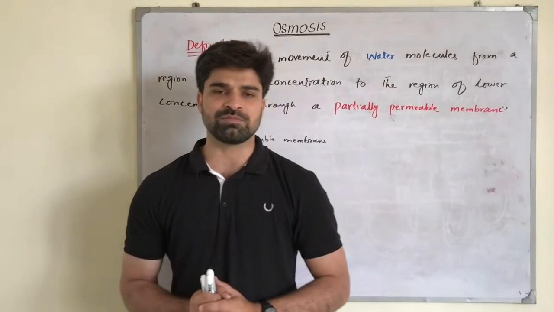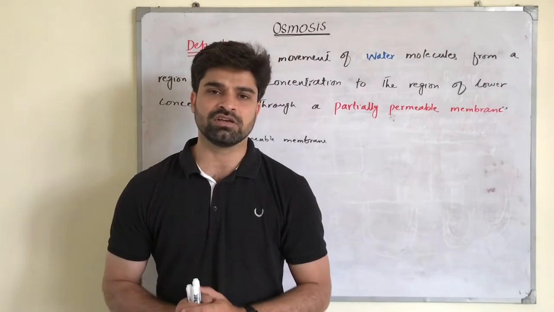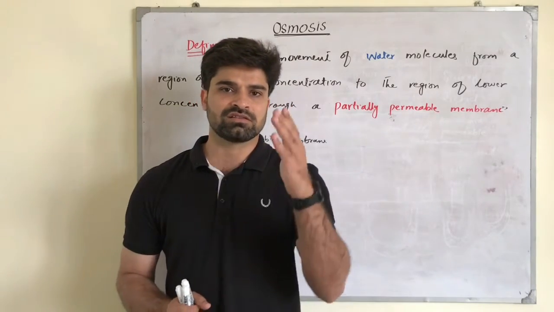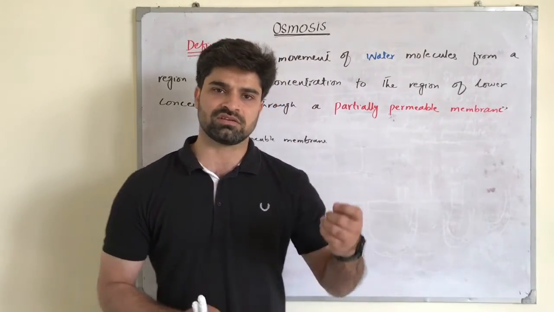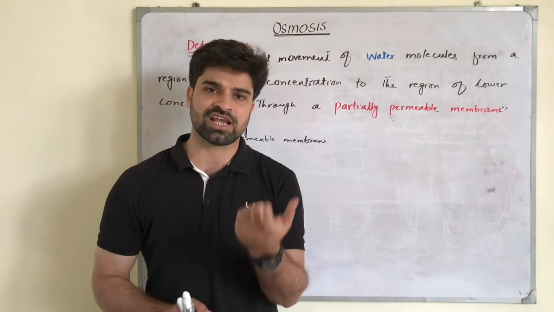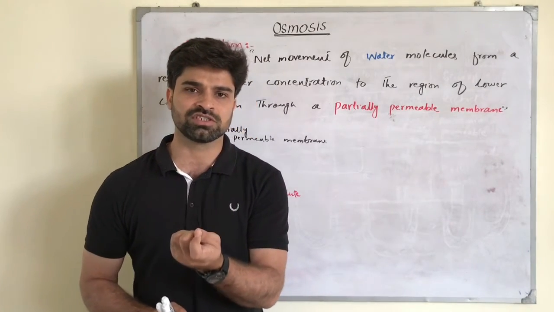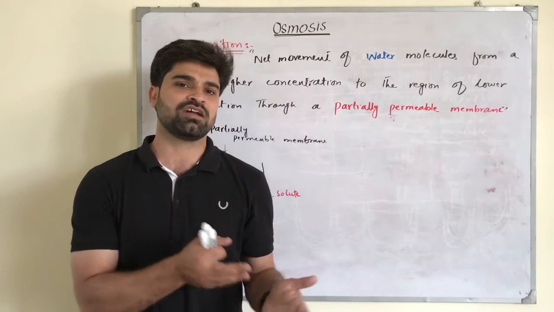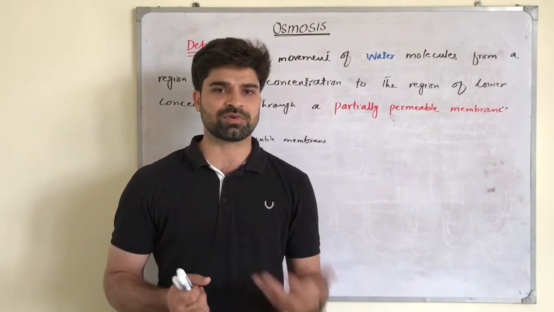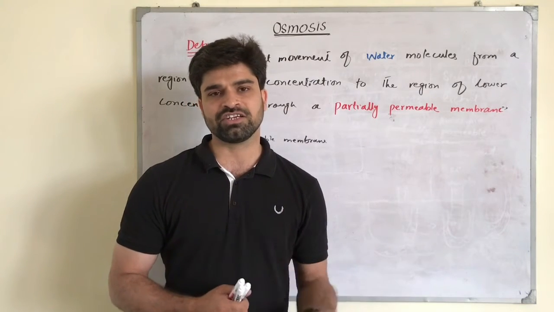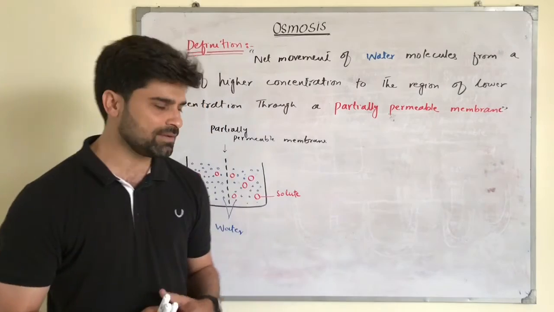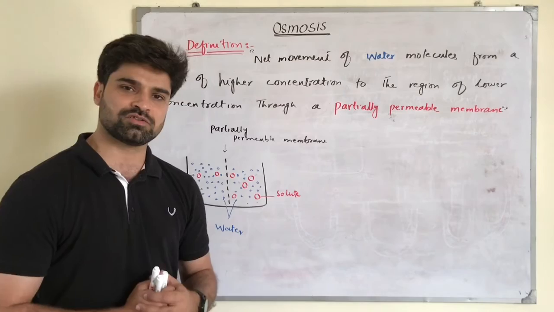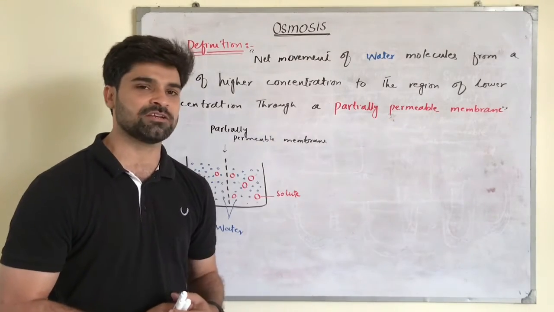Another example of a partially permeable membrane is Visking tubing, which is used in the dialysis machine, and that Visking tubing is a partially permeable membrane which has very tiny holes that allow only water molecules to pass through it, but not the other molecules that are present in our excretory waste. Okay, so that was all about the definition of osmosis and the partially permeable membrane.